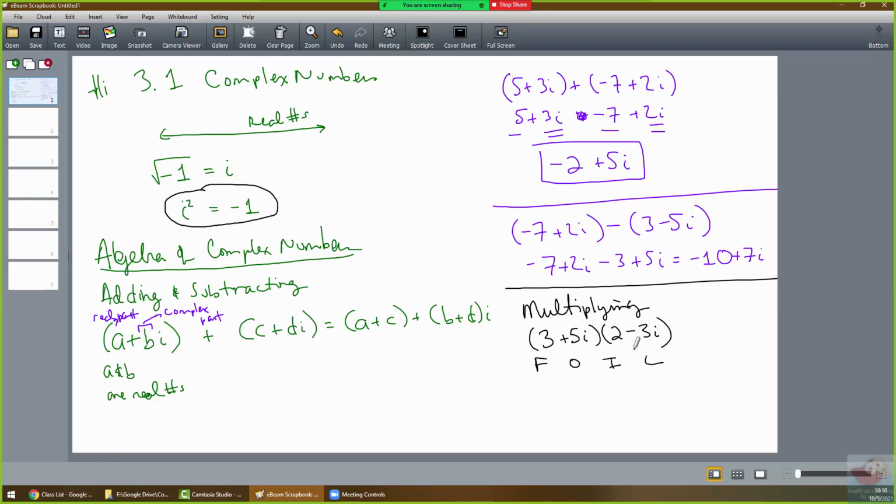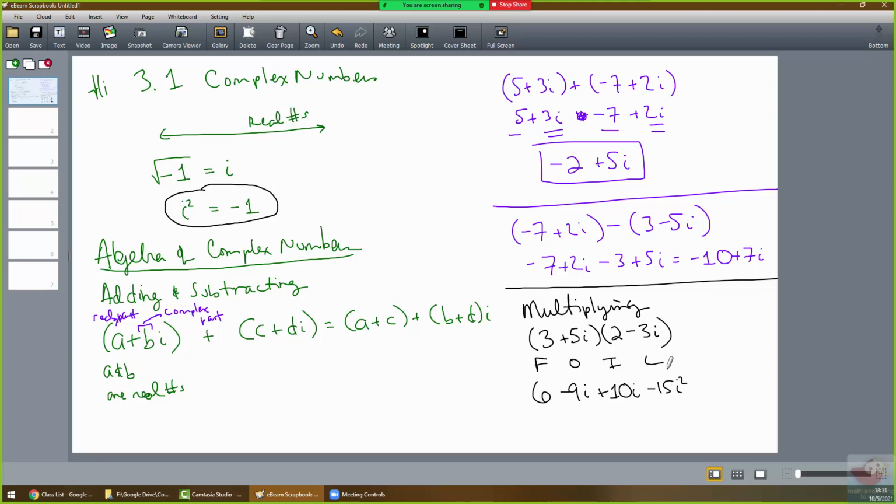So if we FOIL, what does first give us? 6. Good. Outer? Negative 9i. Good. Someone else? Inner? 10i. Yep. And last? Negative 15i squared. Excellent.